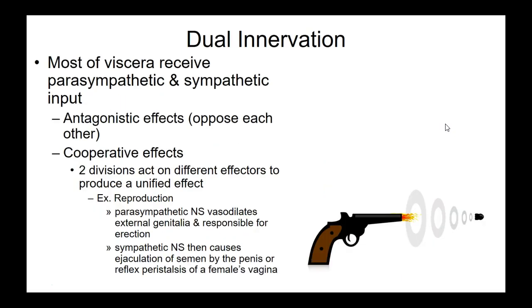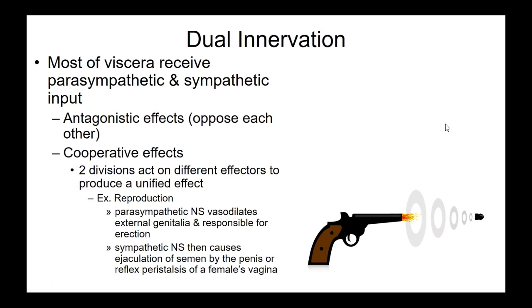All right. Dual innervation, we talked about opposite effects. Here's a cooperative one, right? So here, two divisions, parasympathetic and sympathetic, cooperate for a final outcome. In this case, orgasm. Parasympathetic is involved with vasodilating external genitalia. So here, parasympathetic is involved with, say, erection. Sympathetic is involved with ejaculation, all right?